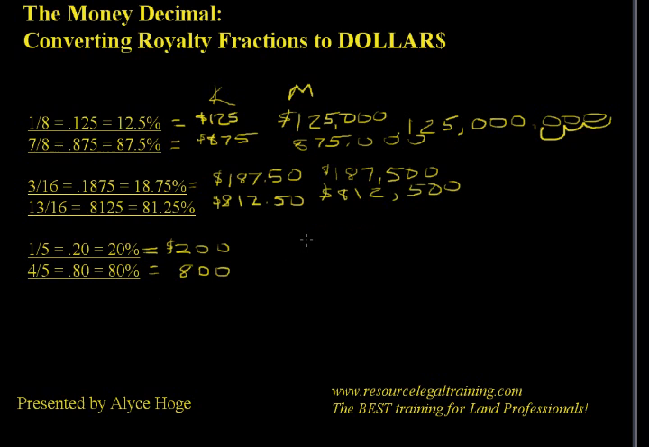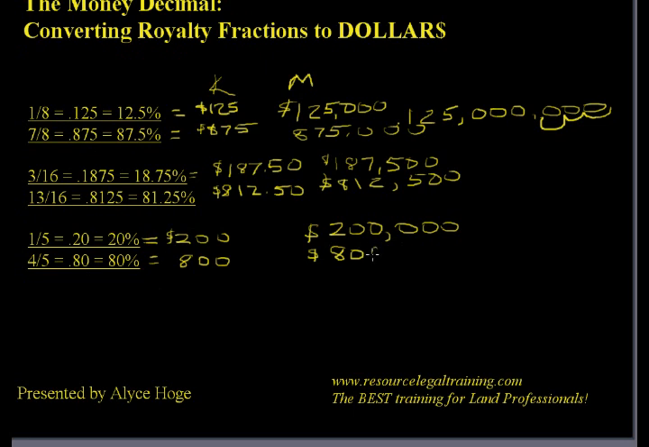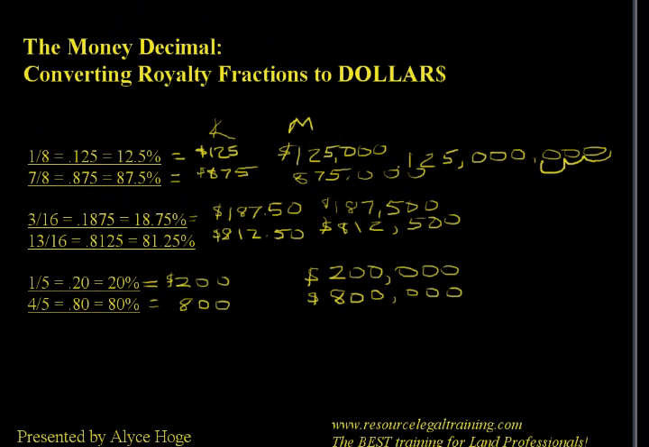And then the last one is the easiest one. For $1 million worth of profit, the royalty owner is going to get $200,000 worth of profits, and the oil and gas company is going to get $800,000 worth of profits. And that is what we call the money decimal. I hope this was helpful and that you use it often.